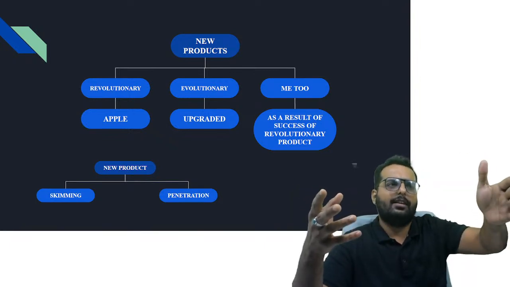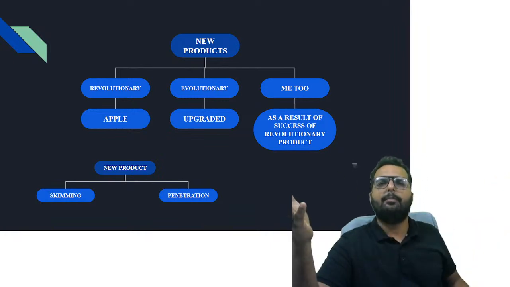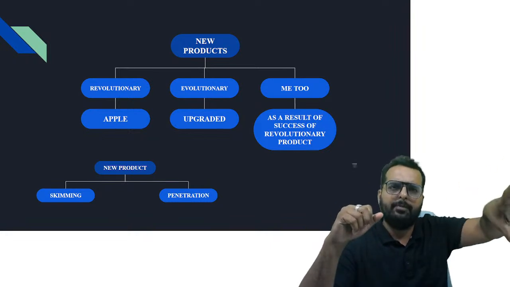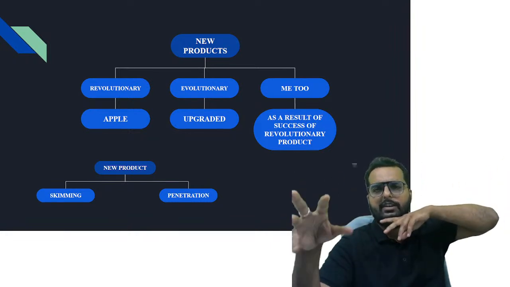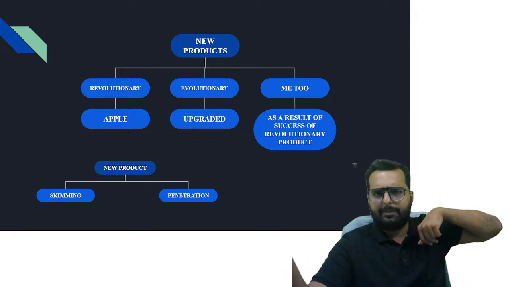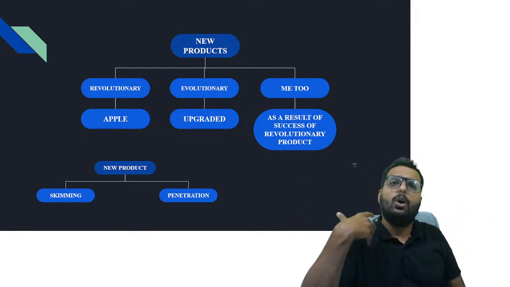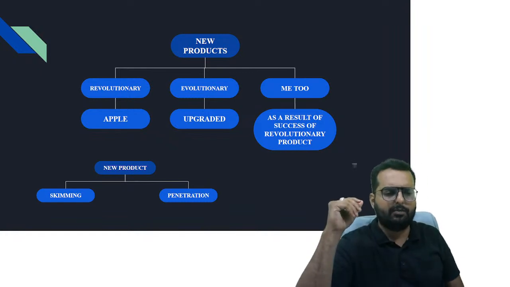What do you mean by me too product? When you see one successful product, copying that and making something similar is called as a me too product. For example, Facebook came, me too. Instagram came into the picture. WhatsApp came into the picture. All these are me too products. Products which copy the original product. Are you all clear with this part?